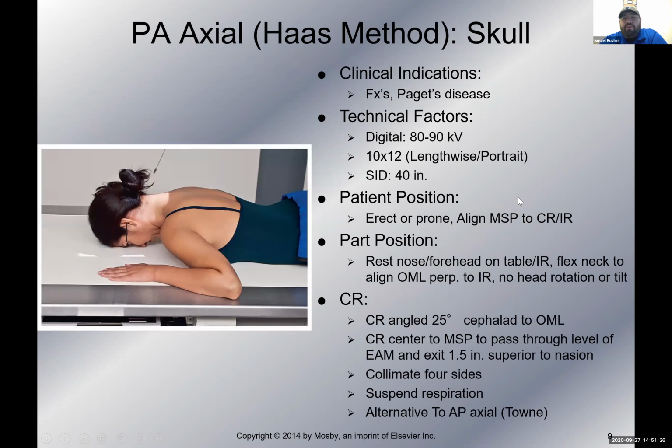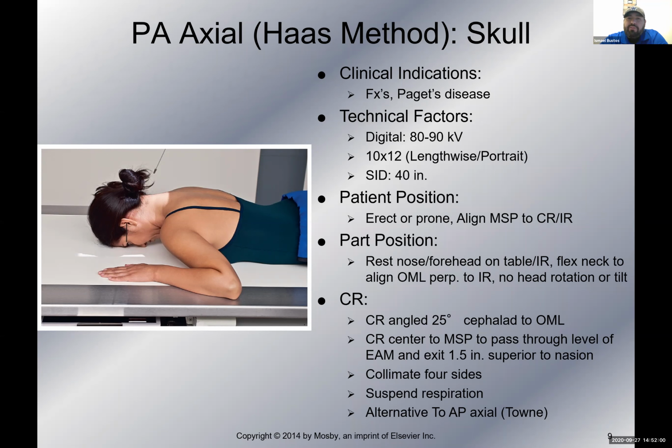So first one is the PA axial Haas method. Now this projection does kind of replace the AP axial Town method. So if the patient cannot flex the neck enough to do the AP axial Town, or they cannot lay on their back for some reason, then the PA axial Haas will take the place of that Town projection. So it's going to best visualize the occipital bone. And then when we look at the radiograph, just like we do for the Town, we want to make sure that the dorsum sellae is located within the foramen magnum.